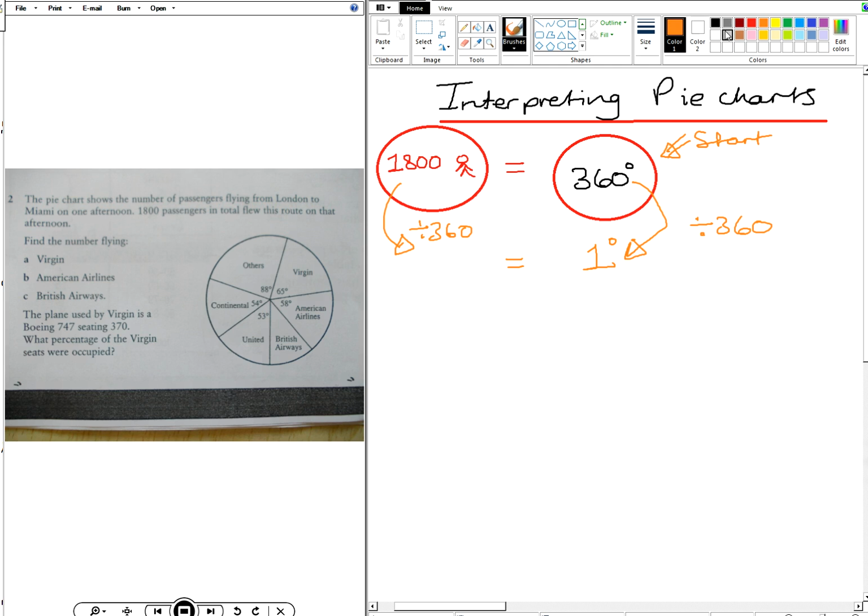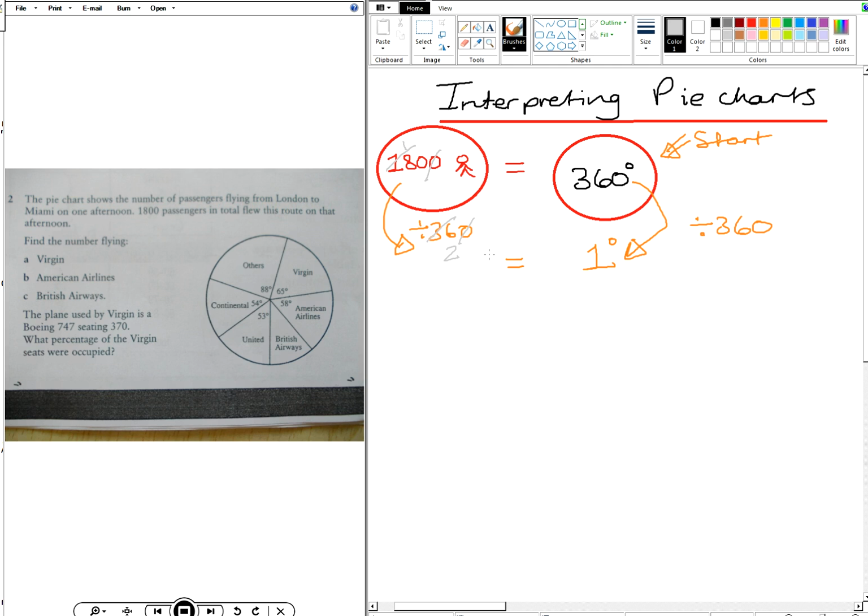If you want to, you can do a little bit of cancelling. So you divide that by 10, you divide that by 10. So you have 180 divided by 36. Now, if you divide 18 by 18, that'll give you 1. And 36 by 18, that'll give you 2. So you're left with 10 over 2. So 10 over 2 will give you an answer of 5.